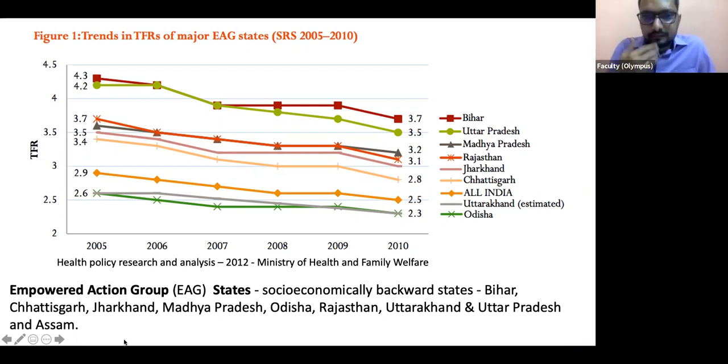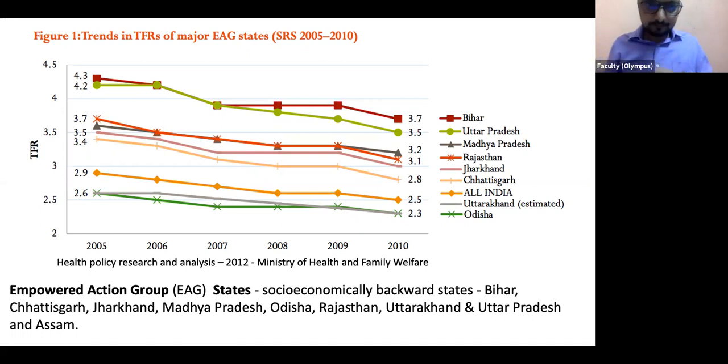So what do you notice here? Let's pick up one example, maybe Bihar. In 2005 it was about 4.3, but at the end of 2010 it came down to 3.7. Overall, if you see the slope, you see the decreasing trend even for the empowered action group states, which are more economically backward. If you go to Kerala or other states which are doing better economically, you will see a steeper decrease in their total fertility rate. So this trend holds true not only for countries in the world, but also for several states in India.